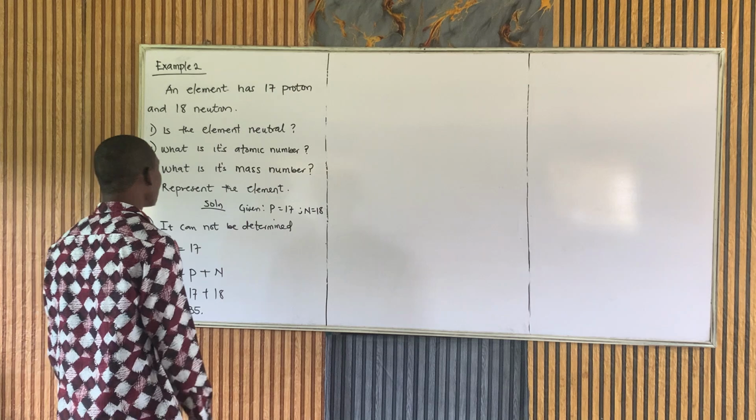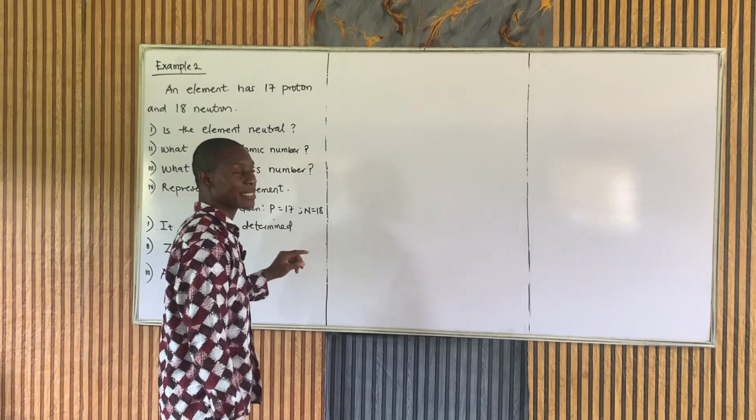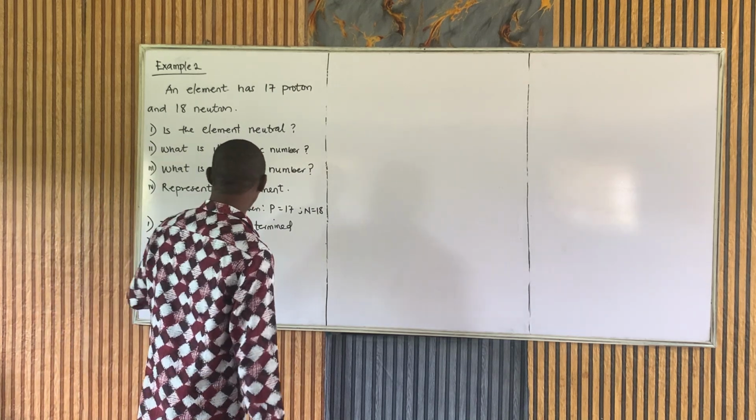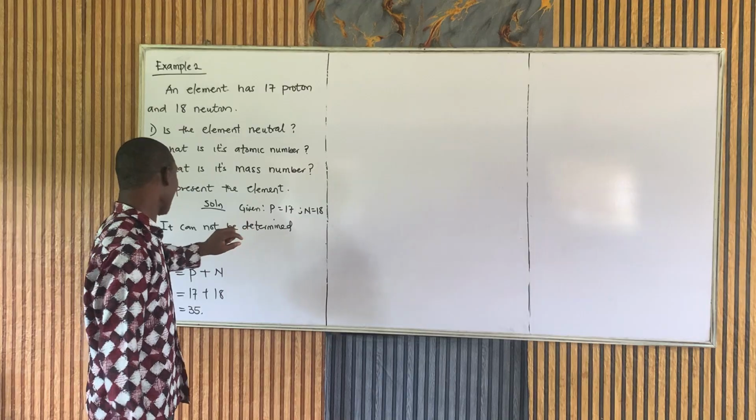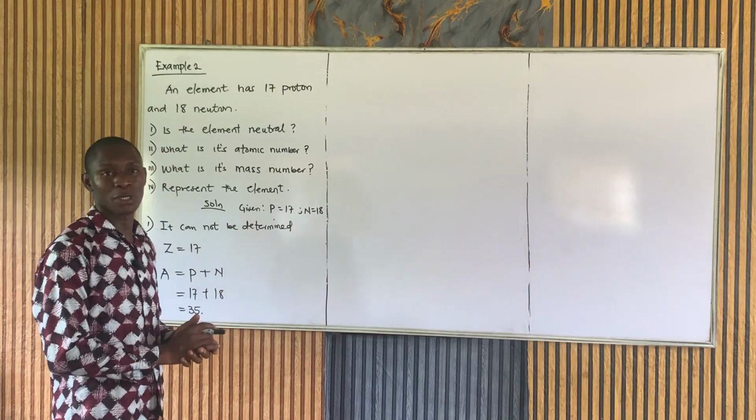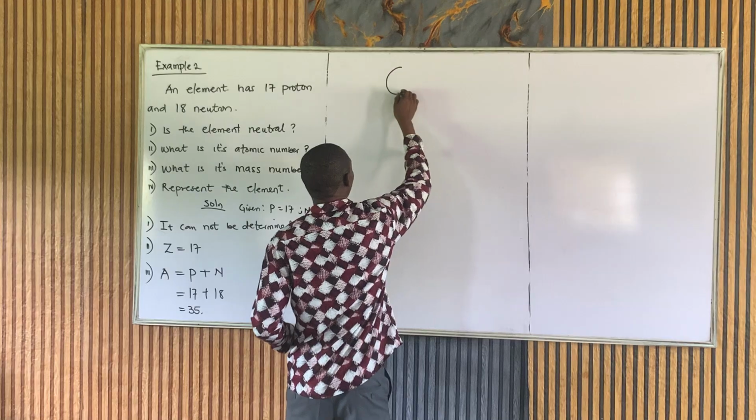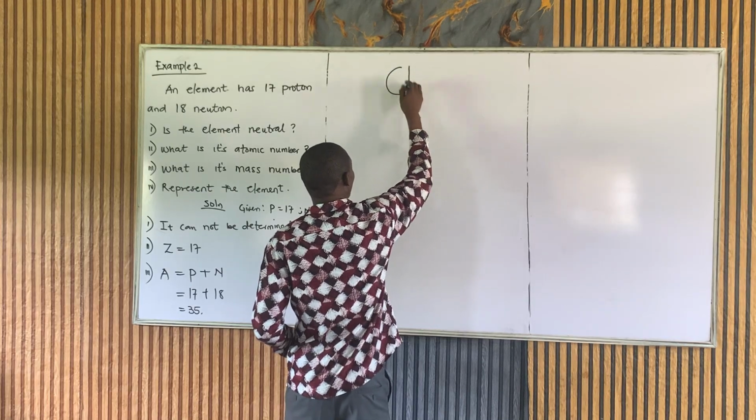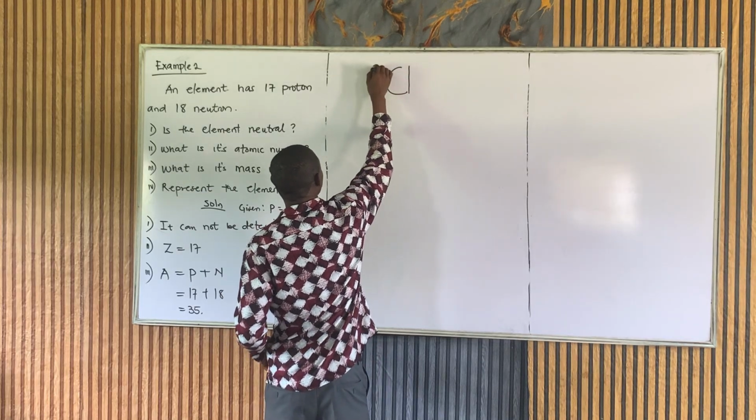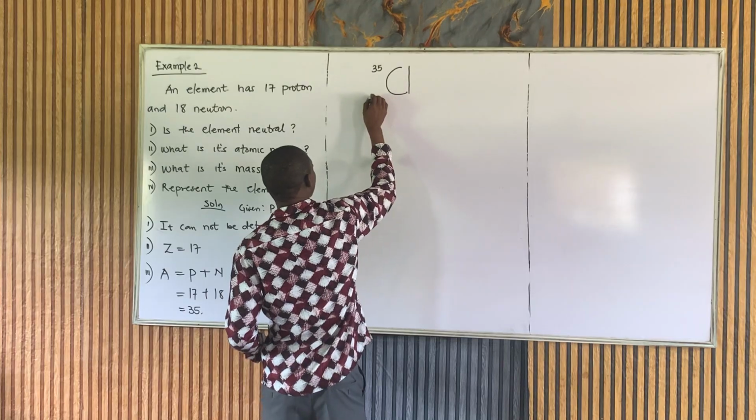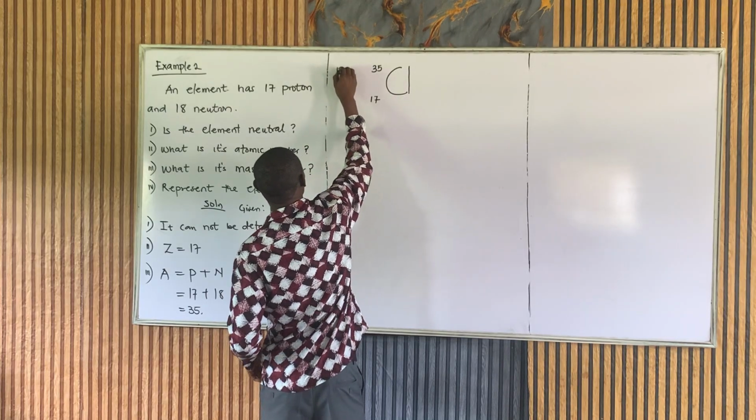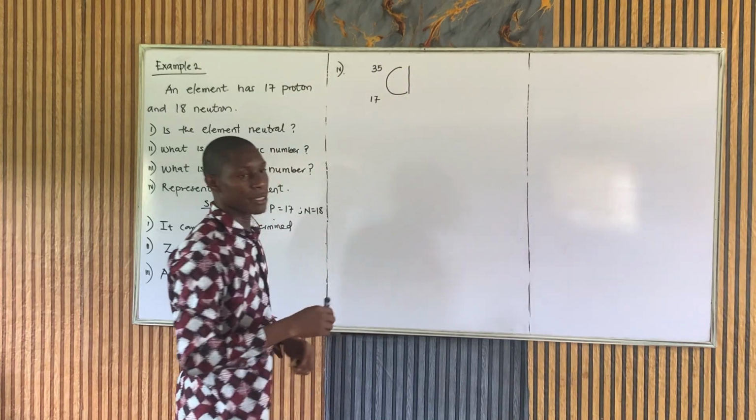So let's proceed. Now we have to represent the element. Which element has atomic number 17? That's actually chlorine. Since I know it's chlorine, I'm going to write Cl for chlorine, then write the mass number here, 35, and the atomic number here, 17. We've done the fourth one, representing the element.